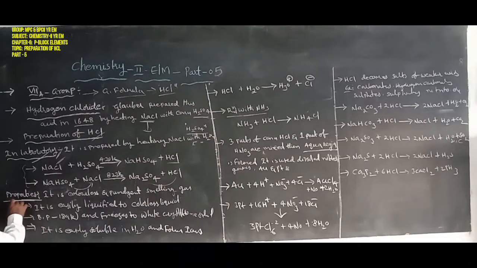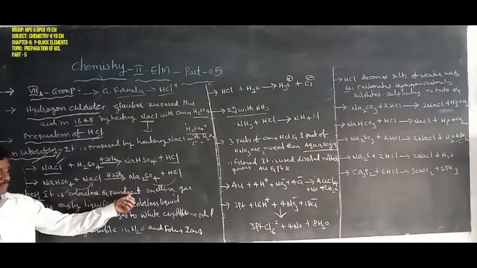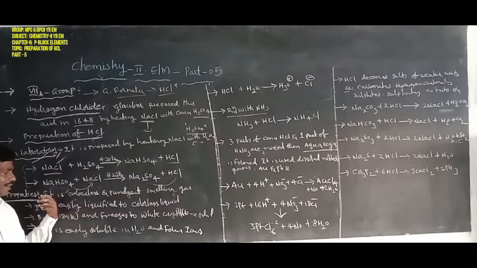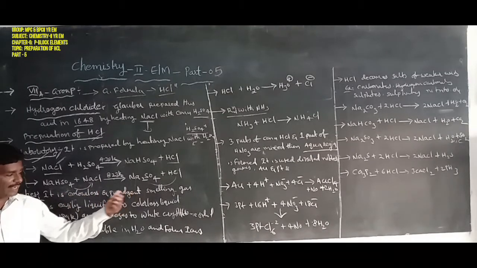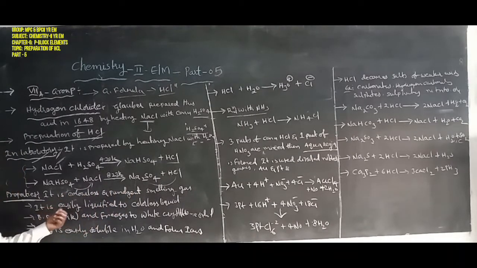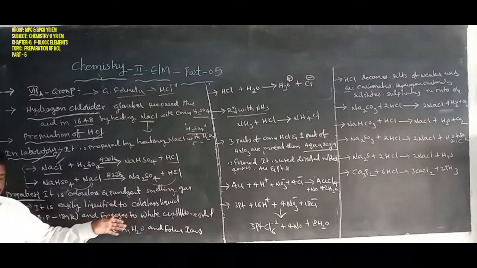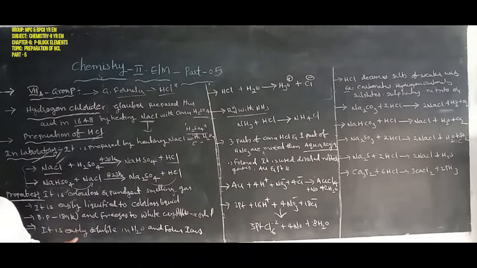Next, properties of hydrochloric acid. Hydrochloric acid is a colorless liquid with a pungent smelling gas, and it is easily liquefied to a colorless liquid.